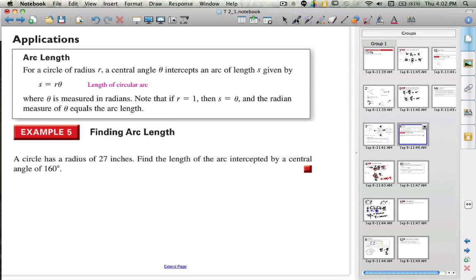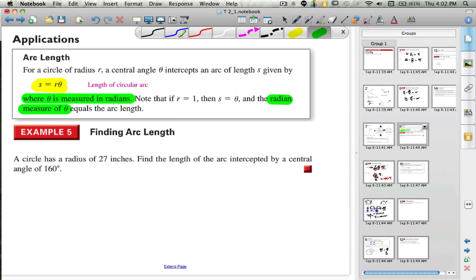We can calculate arc length. Remember, an angle of 1 radian, measuring 1 radian, has an arc length that's equal to the radius. I can use this formula here to find the length of an arc length. What's important is it has to be the radian measure, right? Theta has to be measured in radians. Okay, and my answer will be in radians.